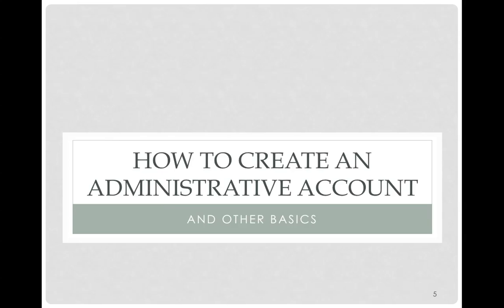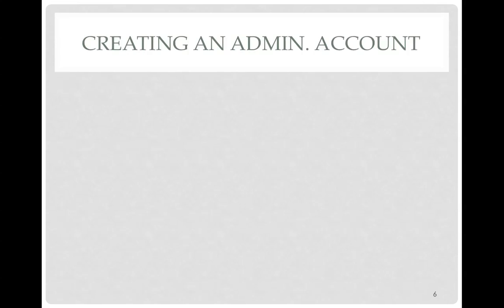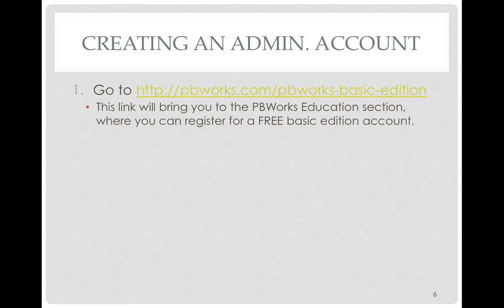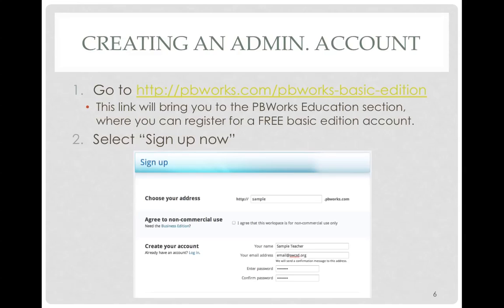First, how to create an administrative account. You must first go to this web address. This will bring you to PBWorks Education section, where you can register for a free Basic Edition account. In selecting the Sign Up Now option, you will be brought to a page very similar to this. You will be allowed to choose your domain name, as stated here. You must agree that it is for educational purposes only.